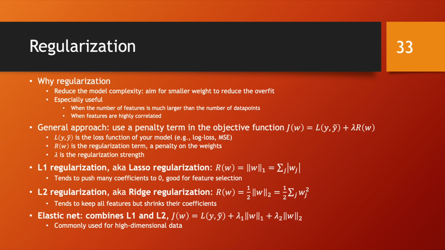And finally, the third one is the so-called elastic net, which is a combination of L1 and L2. So in this case, there are in fact two different regularization terms, one which is the 1-norm and the other one which is the 2-norm, each one of them with two independent parameters. And this is in fact commonly used for high dimensional data.